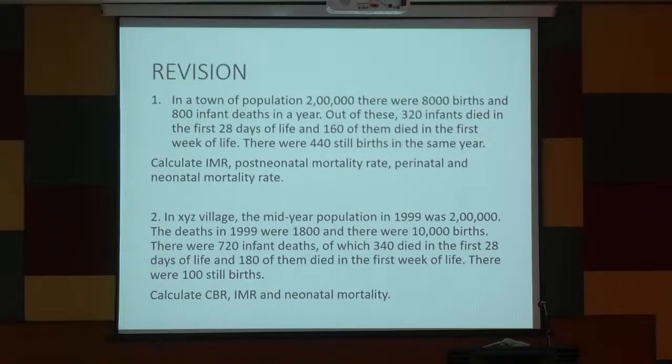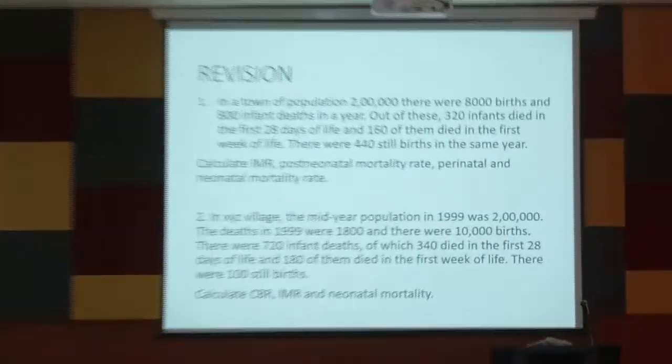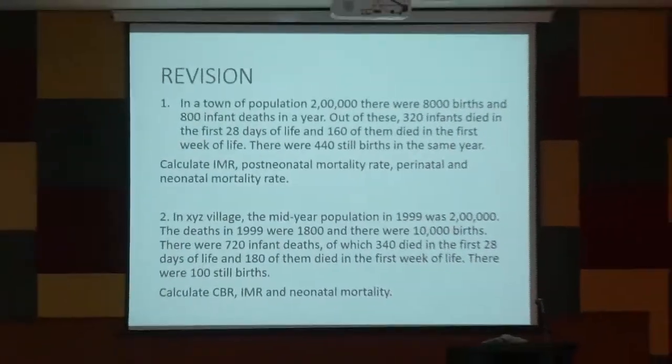In a town of population of 2 lakhs, there were 8,000 births and 800 infant deaths in a year. Out of this, 320 infants died in the first 28 days of life and 160 of them died in the first week of life. There were 440 stillbirths in the same year. So calculate IMR, that is infant mortality rate, post-neonatal mortality rate, perinatal and neonatal mortality rate.